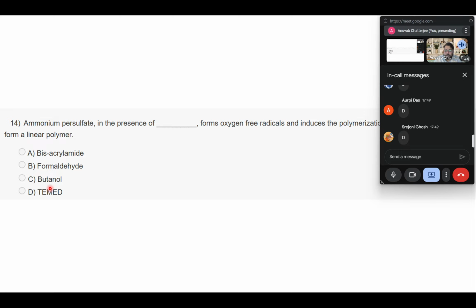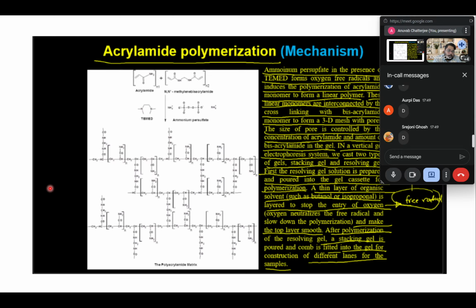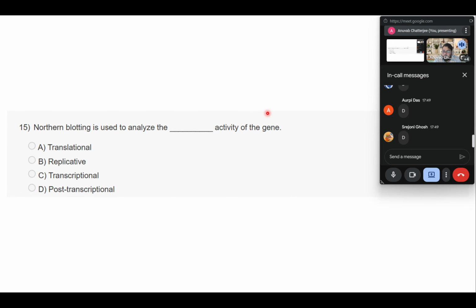Okay, so let us look at it. We have already seen ammonium persulfate with TEMED forms the oxygen-free radicals required to initiate the acrylamide polymerization reaction. So the answer is TEMED.